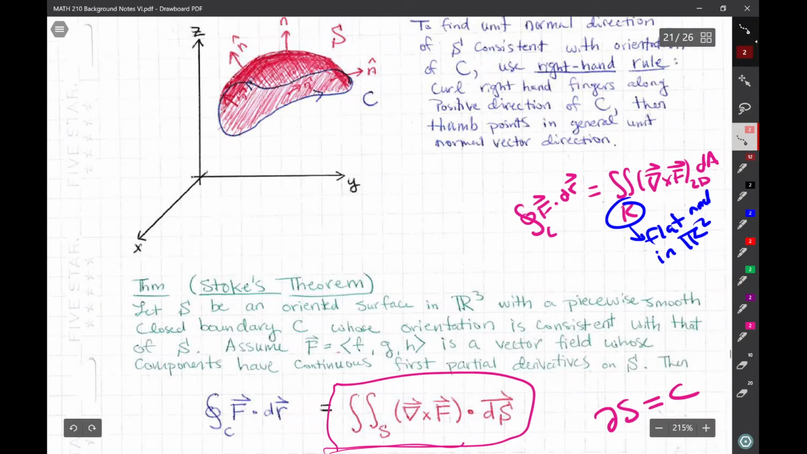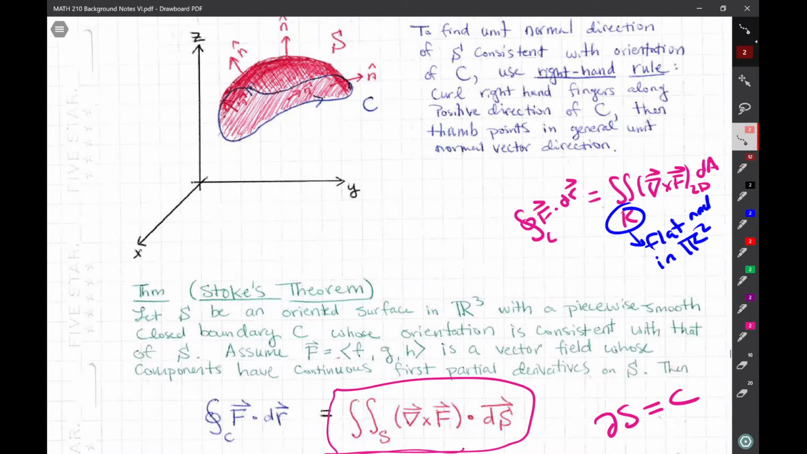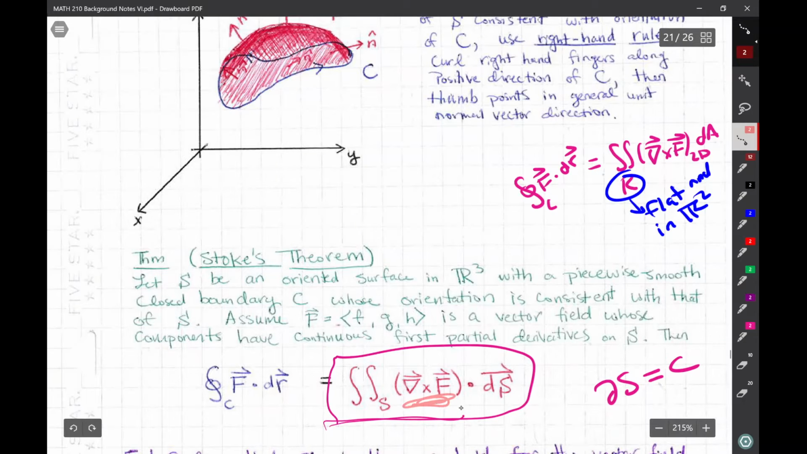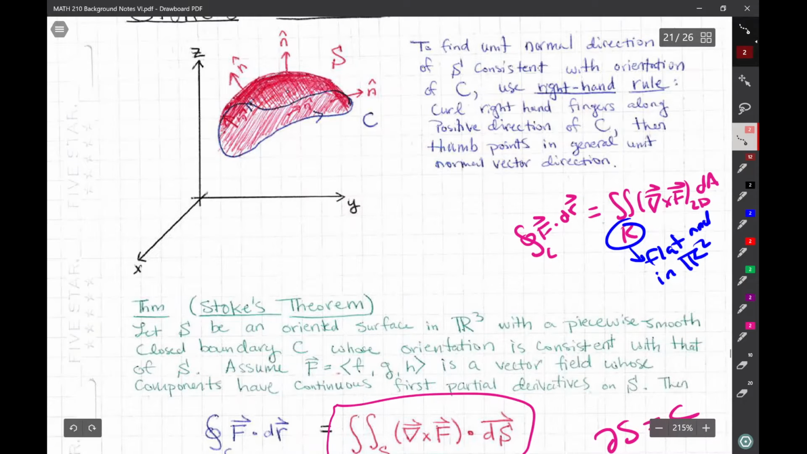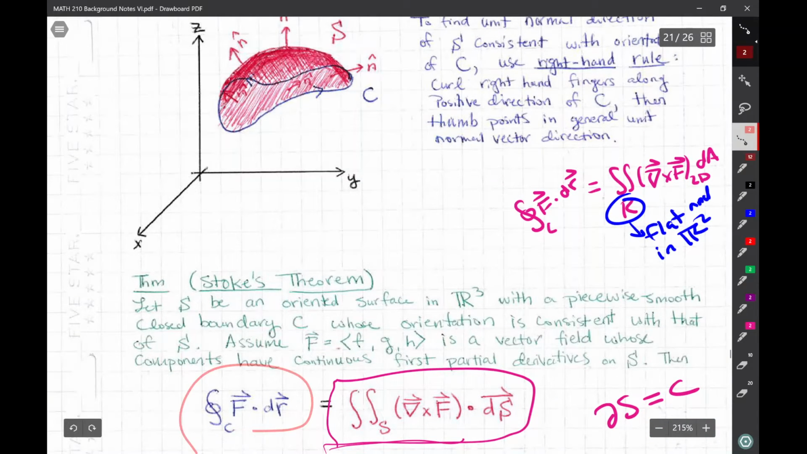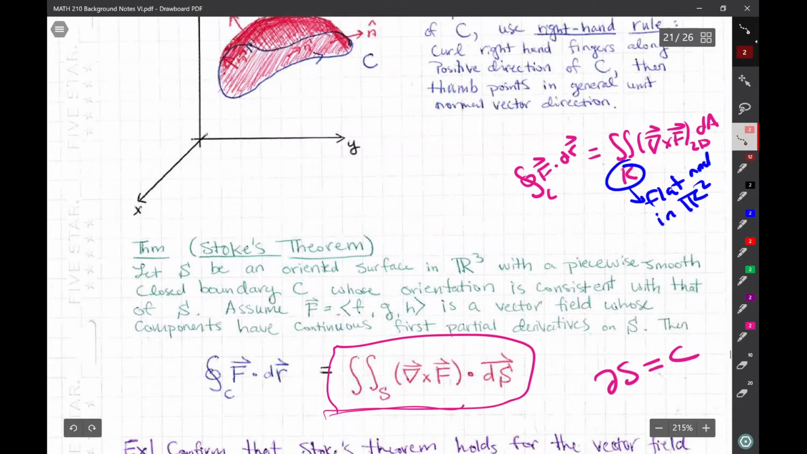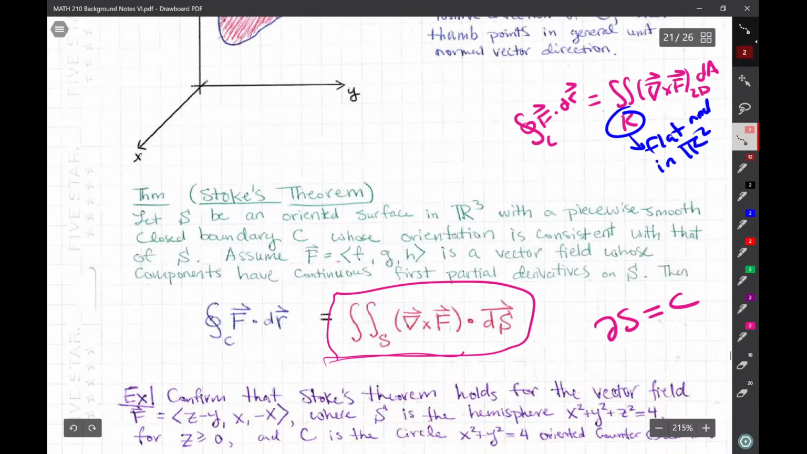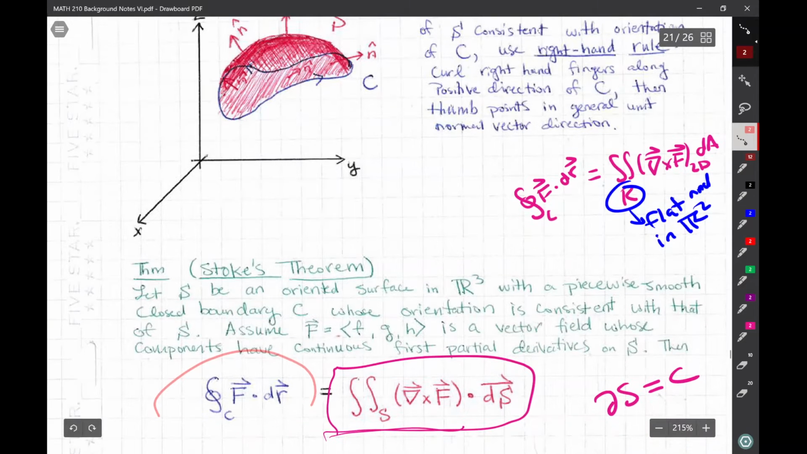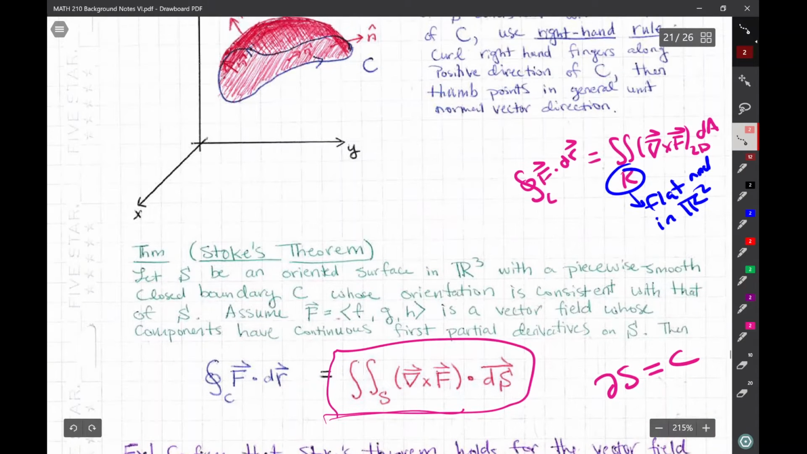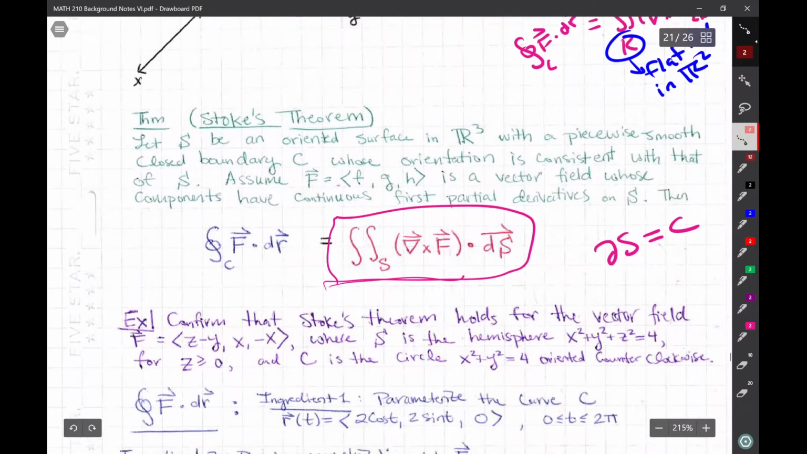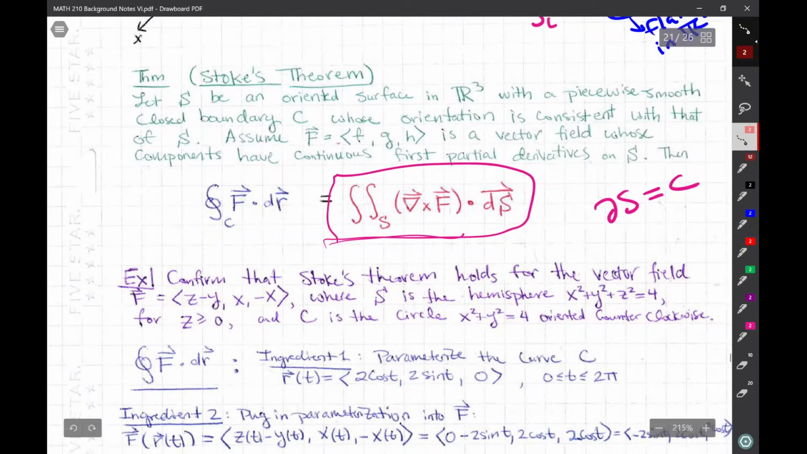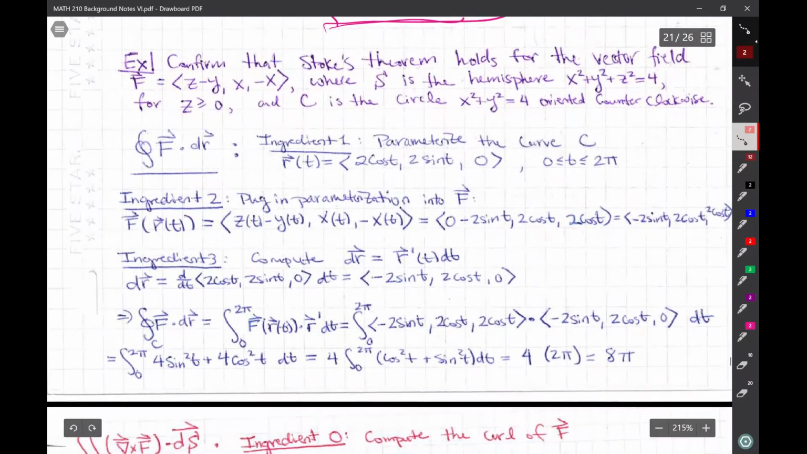And yet again, we're getting a statement that tells you could trade some derivative in the bulk, being this red surface there, for an operation at the boundary. In the case of Stokes' theorem, the operation in the boundary is the circulation or the vector line integral around C, consistent with the direction of the normal vector and the orientation of C. Okay, so let's take a look at an example and confirm Stokes' theorem.